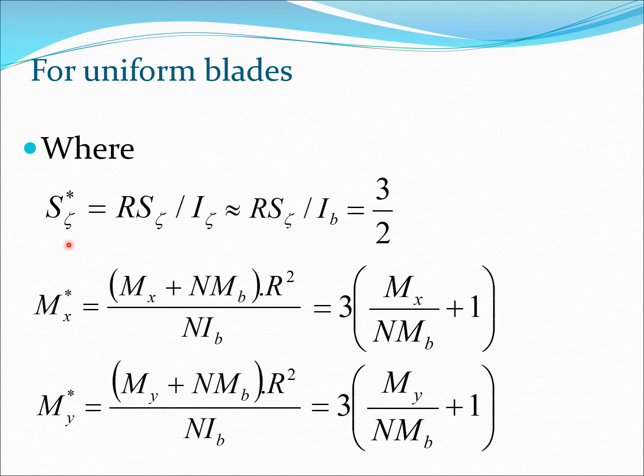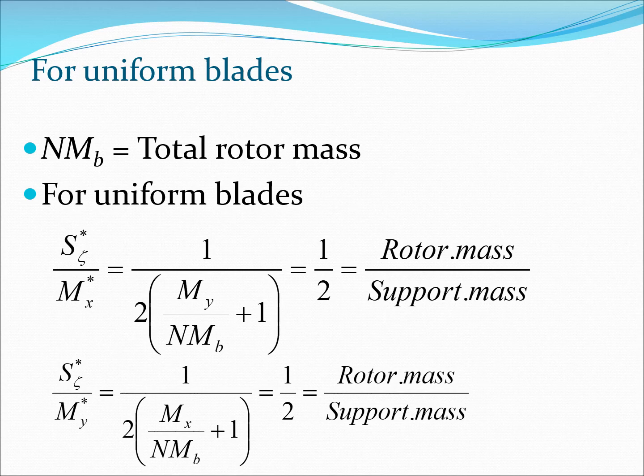So some of these constants actually simplify if we assume uniform blade. So if we assume uniform blade, zeta star becomes 3 by 2, mx star becomes this value here, my star becomes this value here. So again, remember that some of these mx and my were related to the support masses, and the mb was the mass of the blade, the n is the number of blades. So NMB is the total rotor mass, because MB is the mass of each blade. If I multiply that by number of blades, I get total rotor mass.